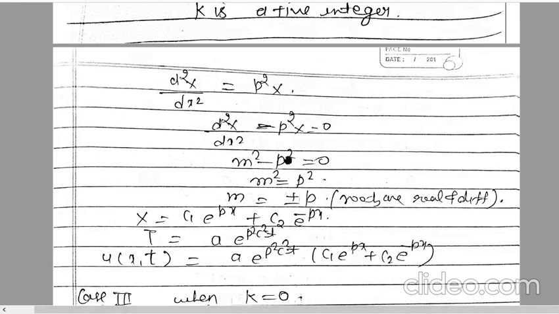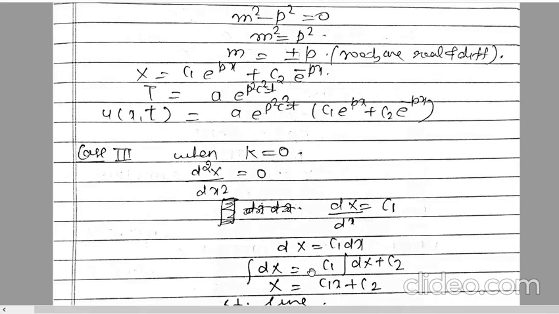So m² minus p² is equal to 0. m² is equal to p², and m is equal to plus minus p. So here roots are real and distinct. So what is the solution of this equation? X is equal to c1 e to the power px plus c2 e to the power minus px. So this is our solution, and the T solution will be as before with k equal to p². So u(x,t) is the final solution.